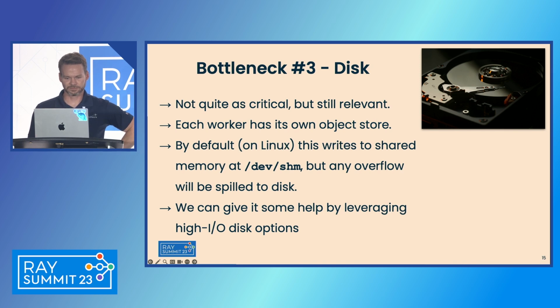And the last one is disk speed. This is a little less critical than the other ones, but it does matter. Remember that each worker in the cluster has its own object store that it writes data to. That needs to be fast. Most of the cloud instances now have solid state drives, so this is less of a concern. They write to shared memory, but if it starts overflowing, that's going to go to disk. So there's some help you can give it when that sort of thing starts happening.